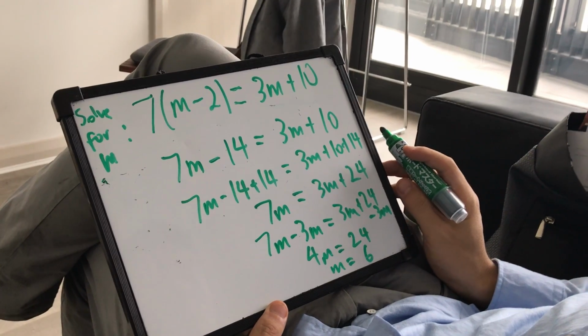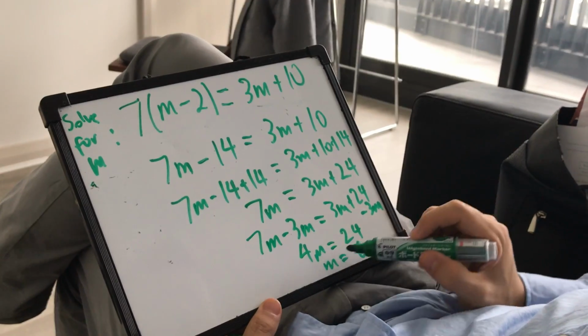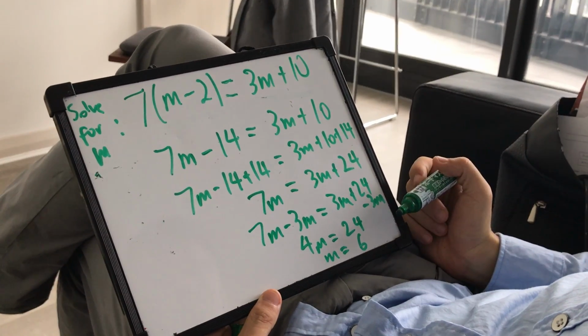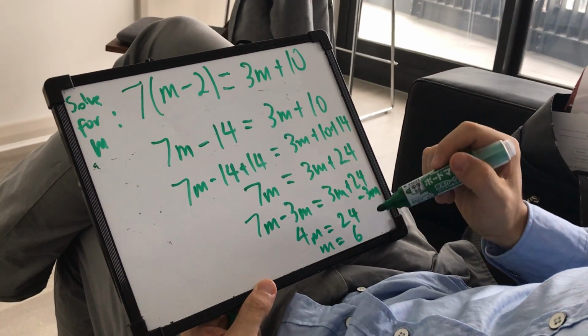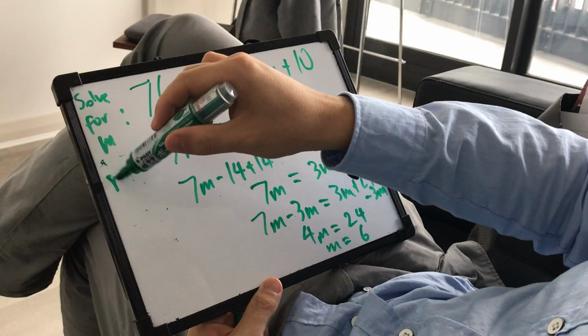Divide both sides by 4, and we get m equals 6. But it's not finished once you get m equals 6. You should still check that it works. So is m equal to 6?